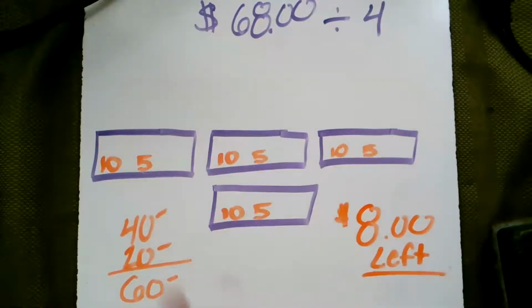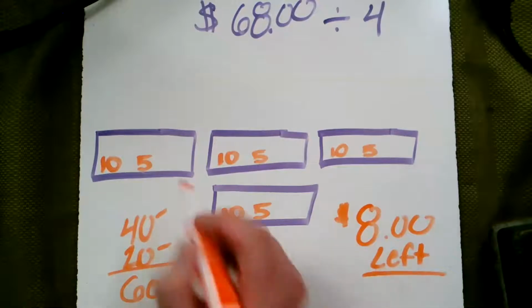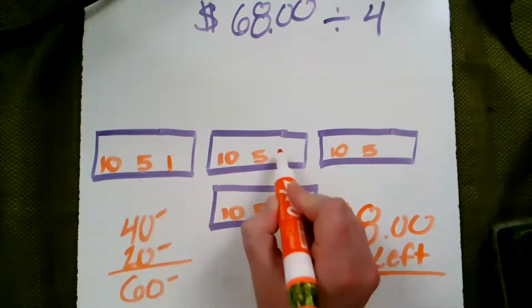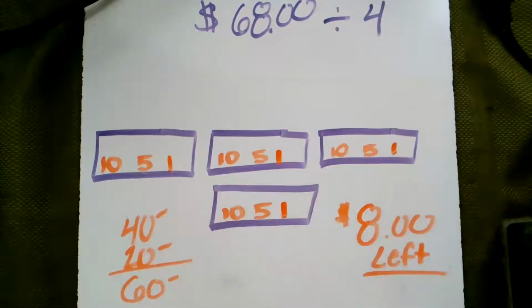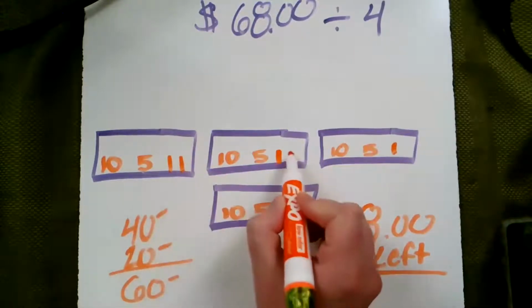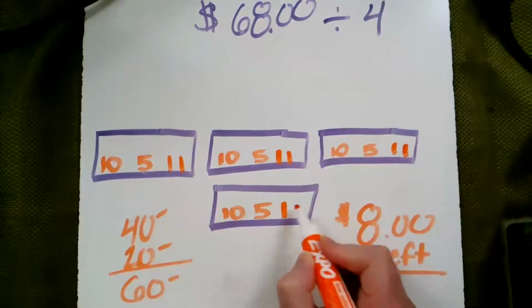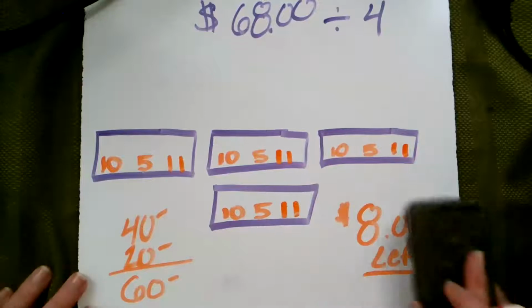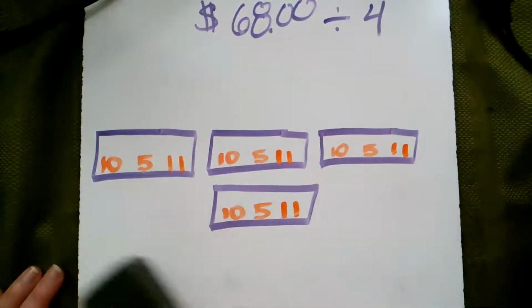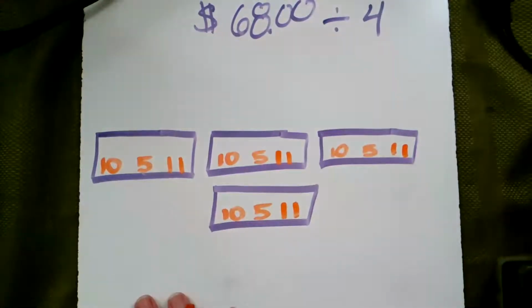So I'm going to distribute that one by one to each group. So 8, so I'm going to go 7, 6, 5, 4. I have $4 left. 3, 2, 1, 0. I'm out of money. I've used that $8. It's gone. So now that my money has been distributed, how much did each person get?